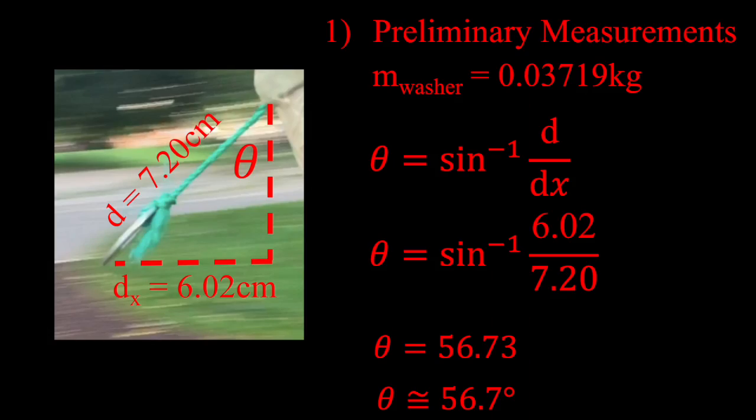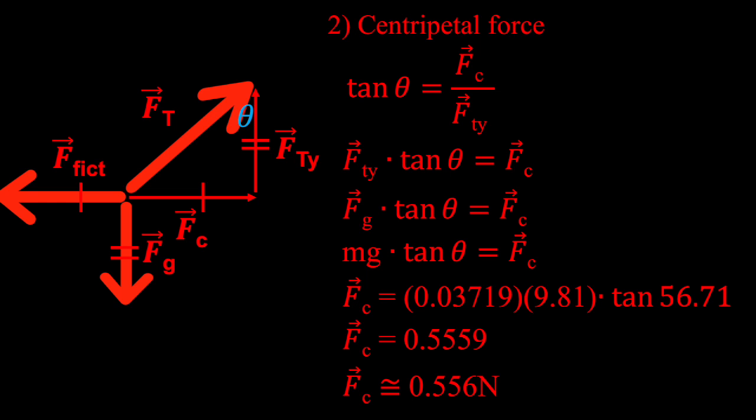Now, we will calculate the centrifugal force. First, preliminary measurements were done. The washer mass and the string length were found, and the length of the string in the x direction was calculated based on the field of view of the camera. The angle that the washer swings out at from the spinner, theta, was calculated using the reverse sine ratio of d over dx and was found to be 56.7 degrees.